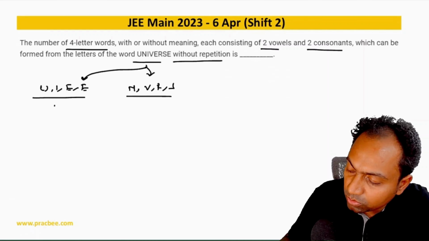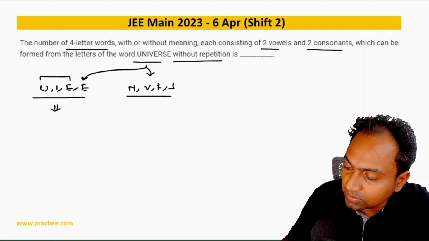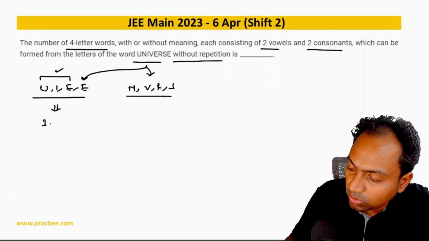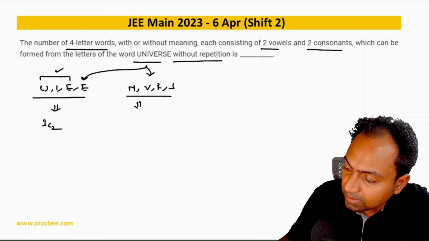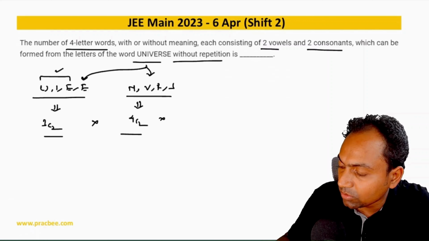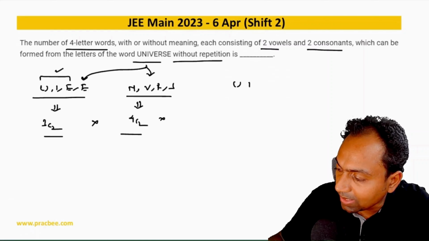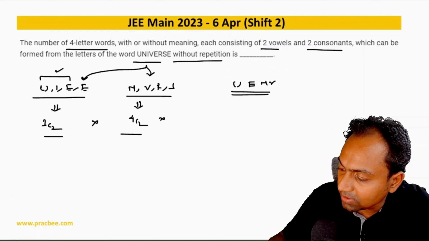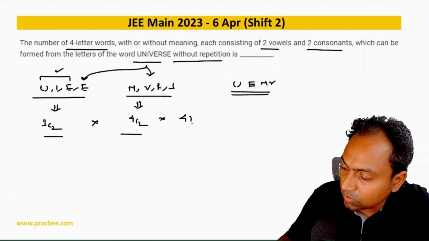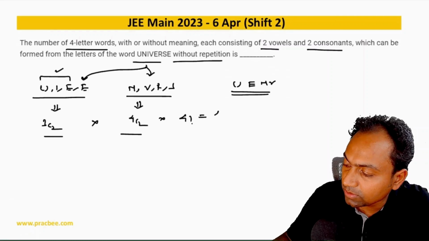Now what we need to do is select 2 distinct vowels. You can see that there are only 3 distinct vowels, so out of these 3 I can select 2. Here there are 4 consonants, and out of that I can select 2 different consonants. So these are my selections. Now I need to arrange them. One of these words will look something like UI and N V. If I arrange them, there are 4 factorial ways. So my answer becomes 3C2 into 4C2 into 4 factorial. That comes out to be 432.